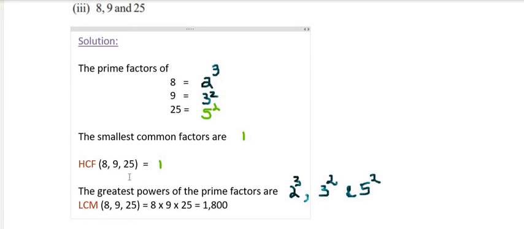So this is a way of finding the HCF and LCM for 3 numbers if it is given like this. I hope you could understand and enjoy the class.